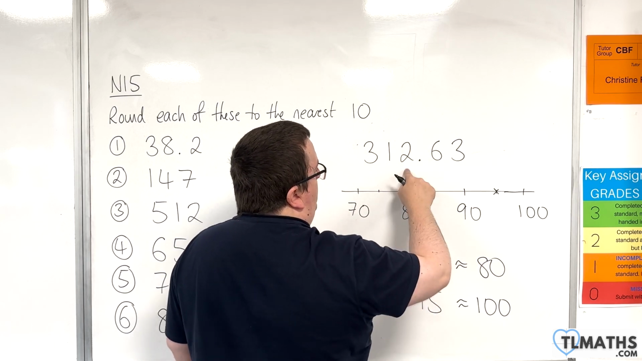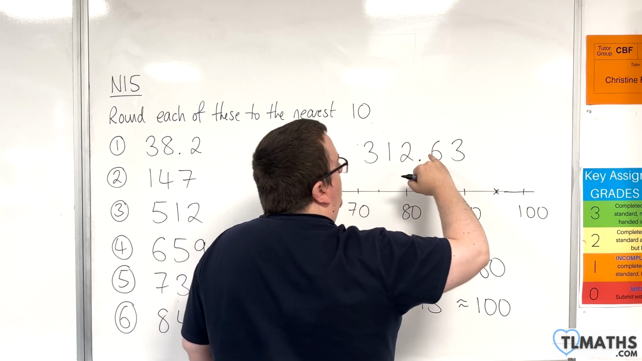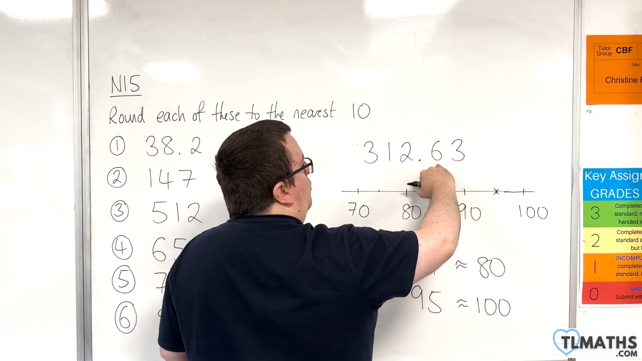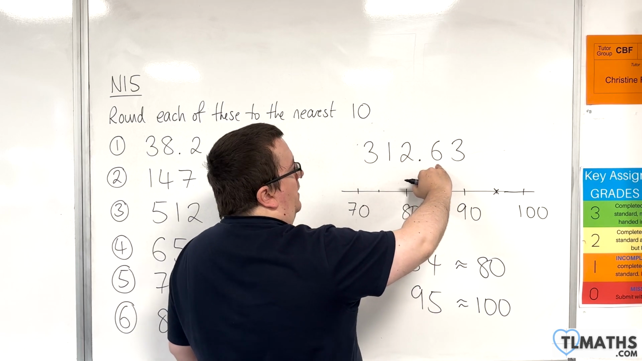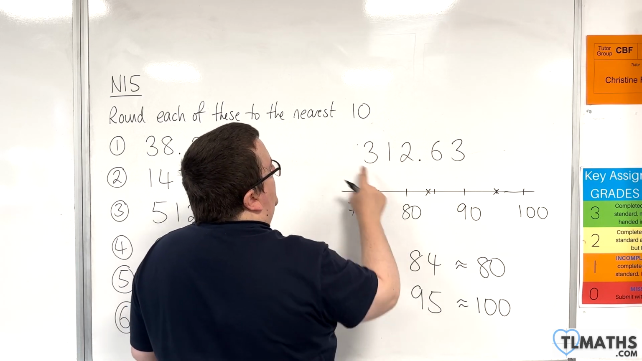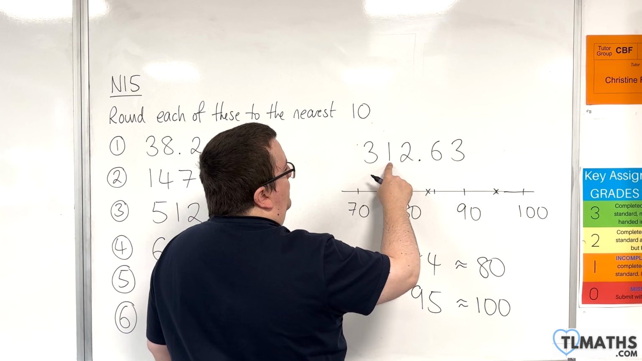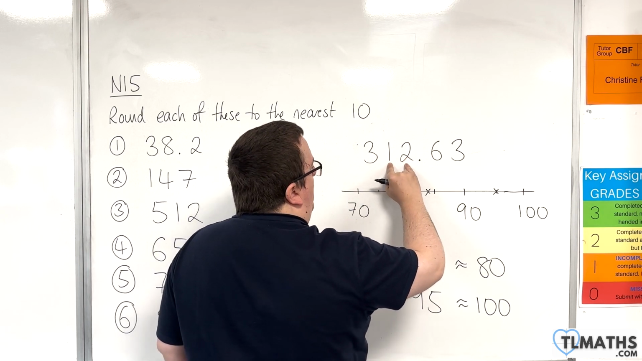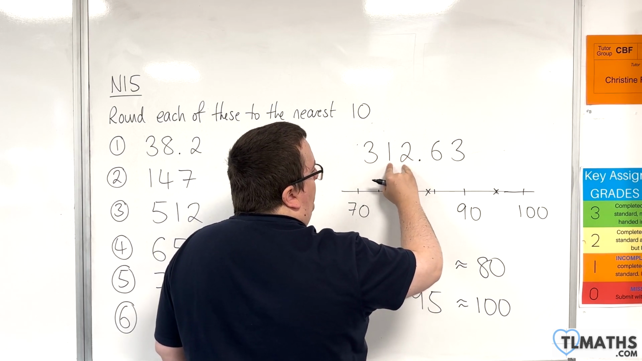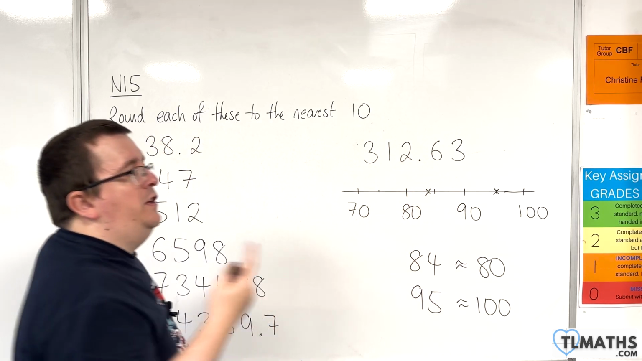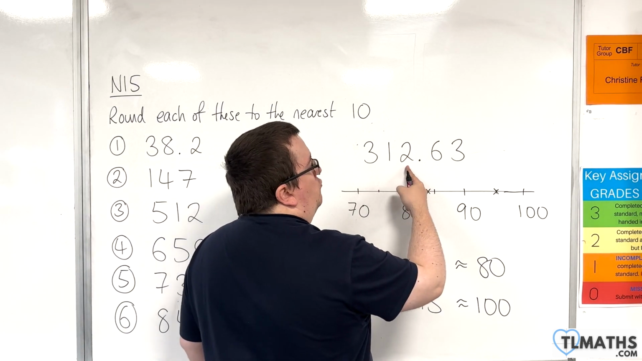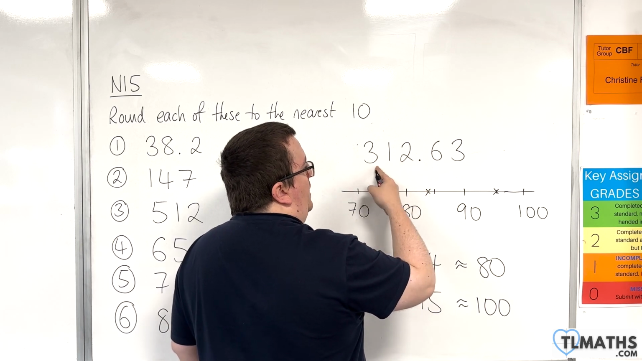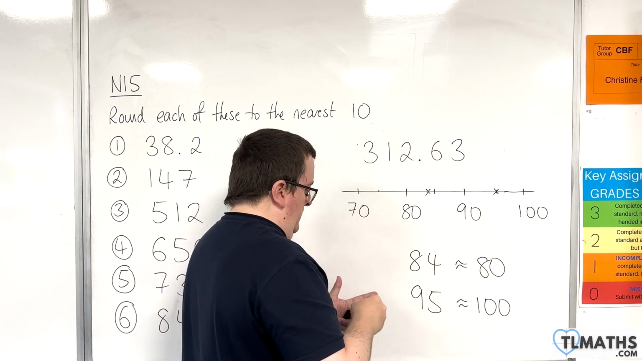So this is your units column. You look at the column to the right to determine whether you should round up or round down. So in this case, we would round up if we're rounding to the nearest whole number. But because we're rounding to the nearest 10, you look in the tens column and then the number to the right. And this is the number that tells you whether you should round up or round down. So in this case, because it's 2, we should round it down to 310.